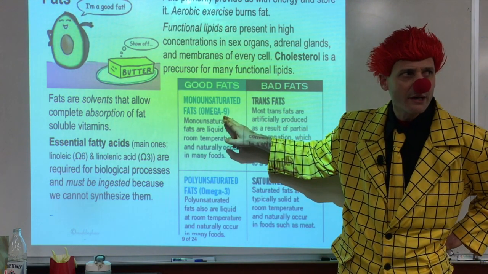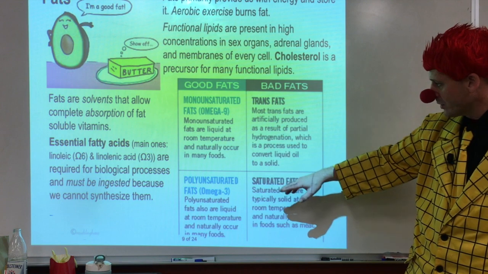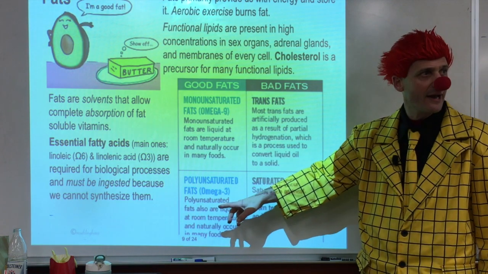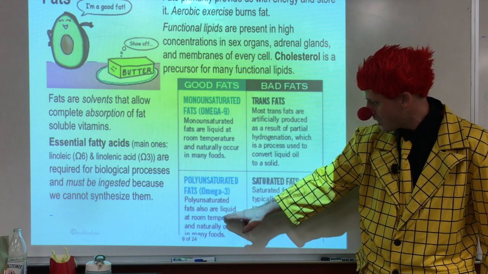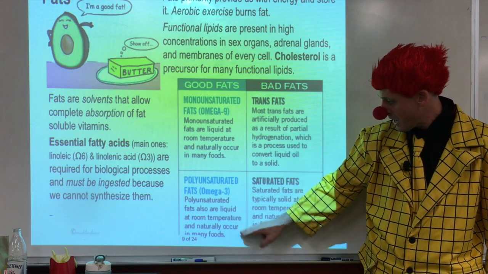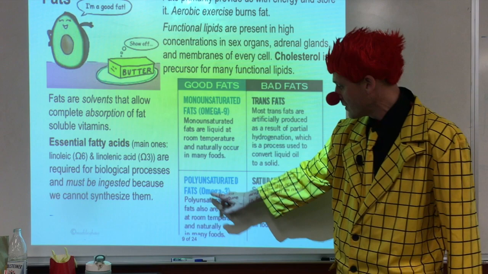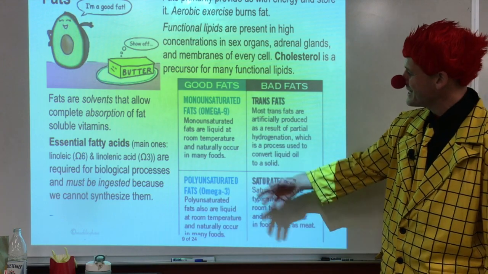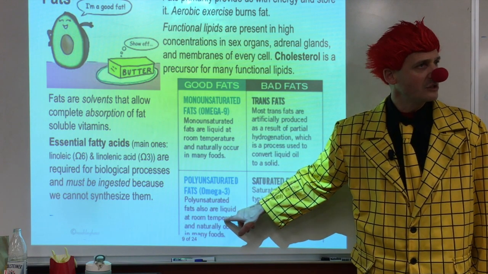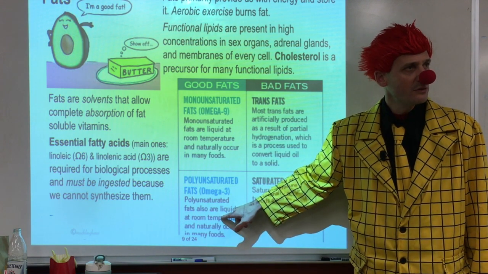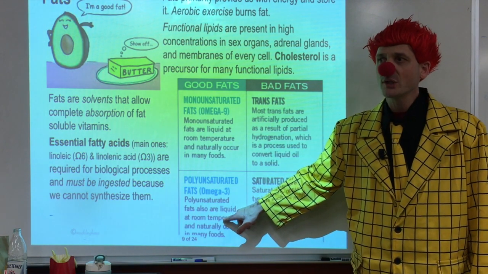We never really talk about the omega-9s. Those are just around all the time. Those are like your olive oil and stuff like that. And then the polyunsaturated fats are also liquid at room temperature, and they also occur naturally in many foods. I didn't read this properly. They are like the fish, the salmon, the walnut, that kind of stuff, or nuts also.